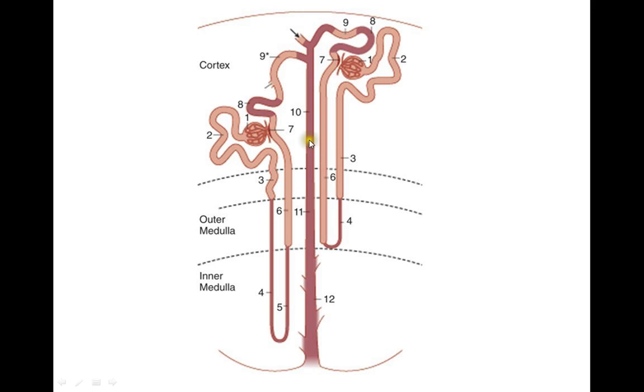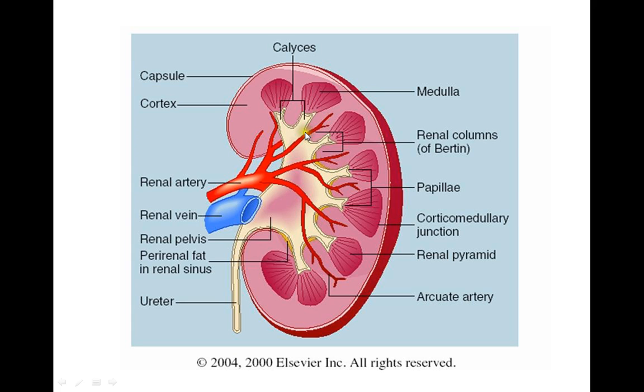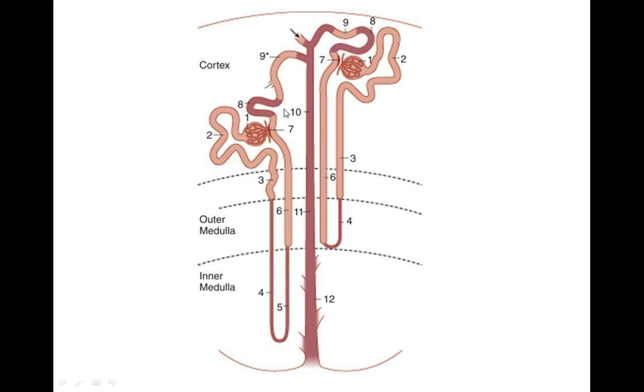This collecting duct can be seen with the naked eye without a microscope as these stratifications, these vertical lines in the pyramids. So these vertical lines are collecting ducts which can be seen without a microscope.